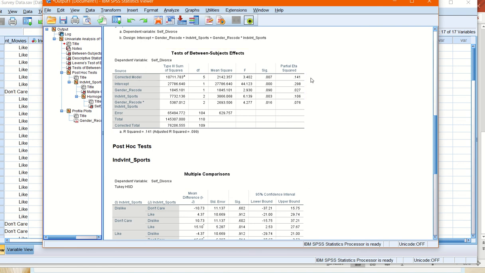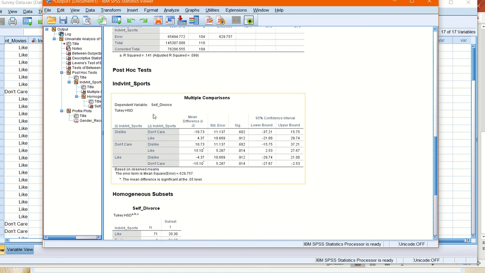Now, here are the tests for main effects and interaction, and we would look here for significance. We can see for gender, this is the main effect for gender, right here, where it says gender recode, and this should be 0.05 or less to be significant, and since it is 0.09, it is not significant. However, for individual sports, we do have a significance, as well as an interaction for gender recode and individual sports taken together and their effects on the dependent variable of self-divorce. This is also significant.